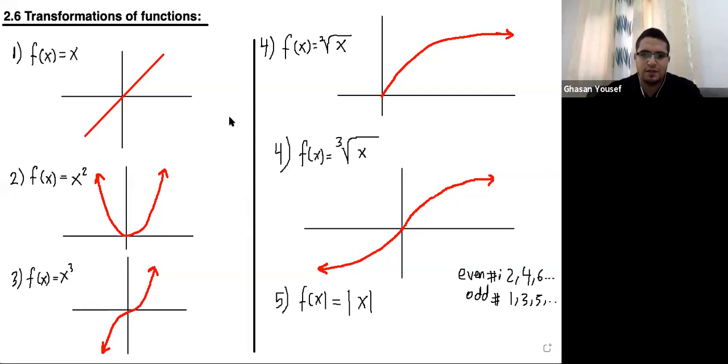Now for f of x equals the absolute value of x, the graph of this function looks like this. Let me erase this one here to make some space.